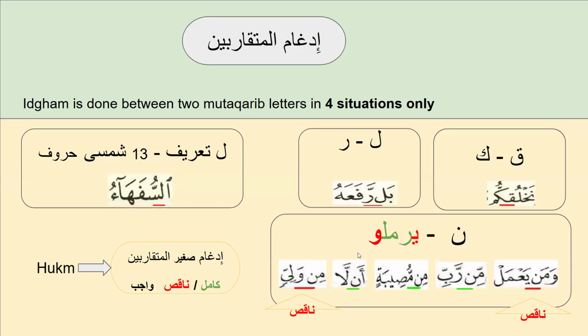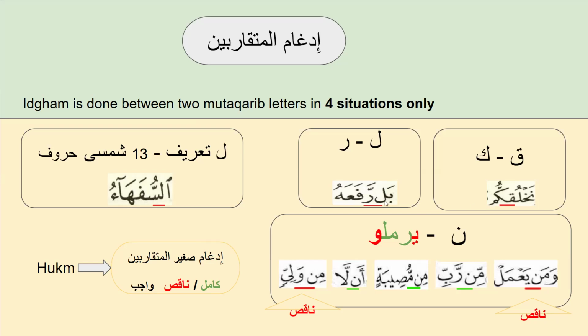Idgham mutaqaribain. Idgham is done between 2 mutaqarib letters in 4 situations only. The qaf is merging into the kaf, and there is only one place in the Quran, Surah Al-Mursalat, where the qaf merges into the kaf, and this is kamil idgham according to Riwayat Hafs. The qaf does not have itbaq, therefore the qalqala is dropped. All the other sifat of the qaf are dropped. You do a complete merging here.